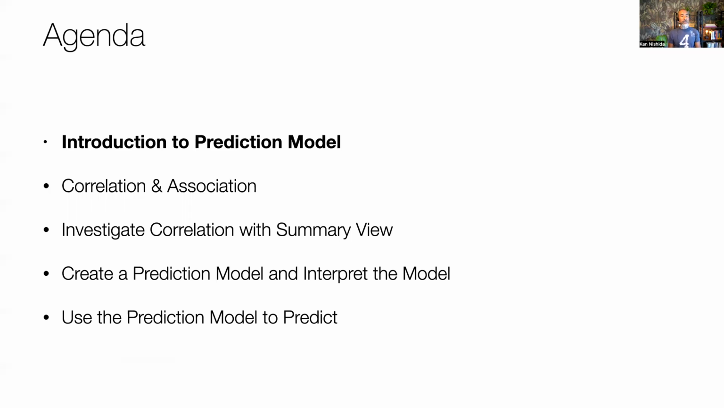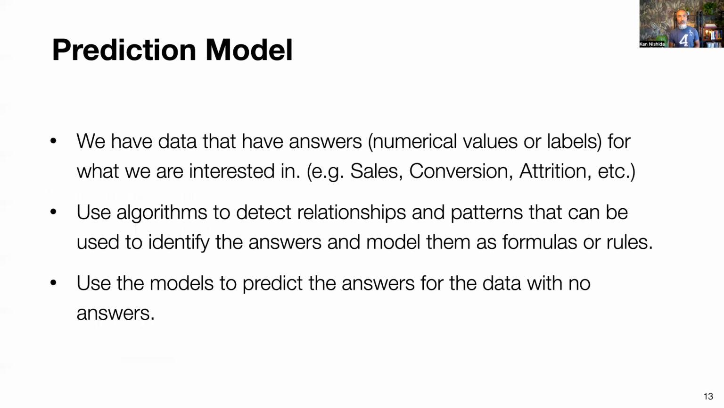Okay, so let's start with the prediction model. A prediction model basically starts with data that has answers. We say answers, but maybe it's a label or something like that. Usually it can be numerical values, text values, or true or false logical values, for what we are interested in. Usually you might be interested in sales numbers, or orders, or conversion, whether this customer converted or not, or, if you have employee data, attrition, whether this employee has quit or not, and that type of data.